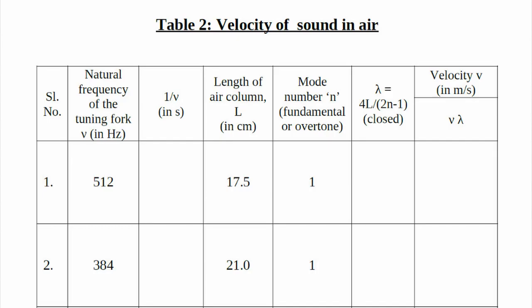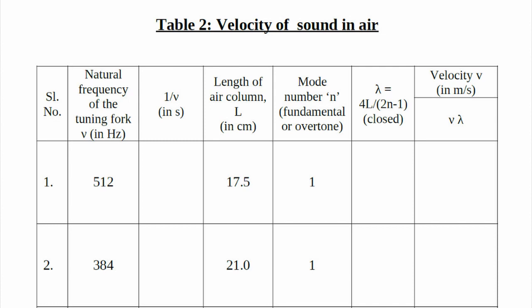I will now discuss how the observations are recorded for the longitudinal wave experiment. The first thing that you record is the natural frequency of the tuning fork. This is written on the body of the tuning fork, and as you can see in the second column of this table, we have recorded the natural frequency in hertz. And then we strike the tuning fork and adjust the length of the air column so that we have a standing wave, the sound becomes loud, and we record the length of that column in centimeters. So for 512 hertz, the length comes out to be 17.5 centimeters.